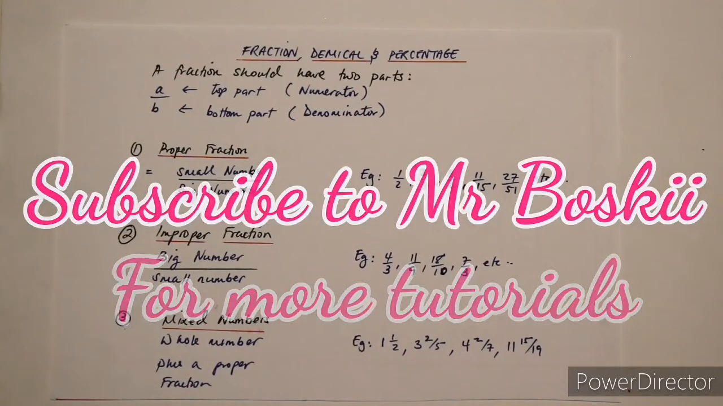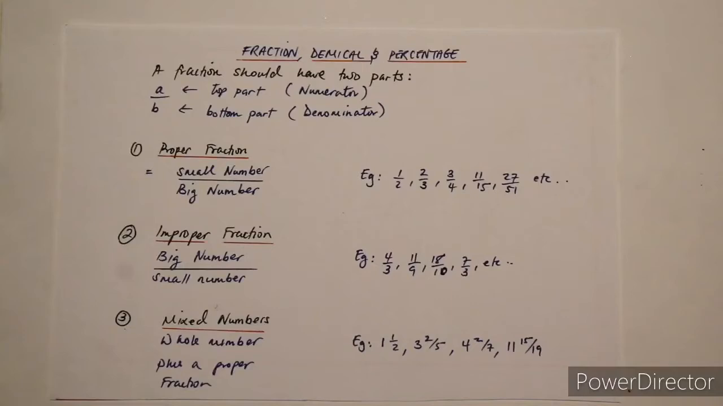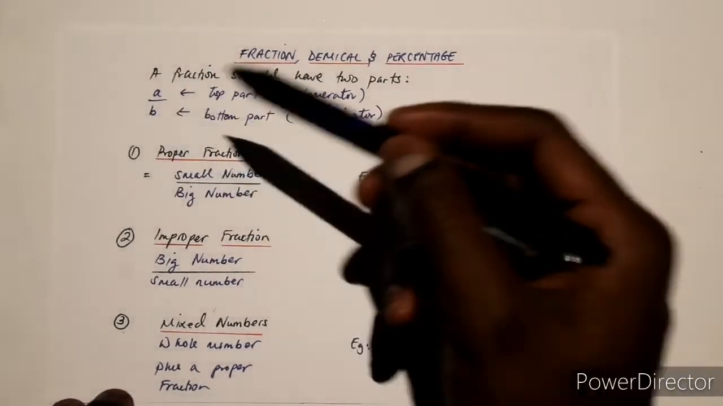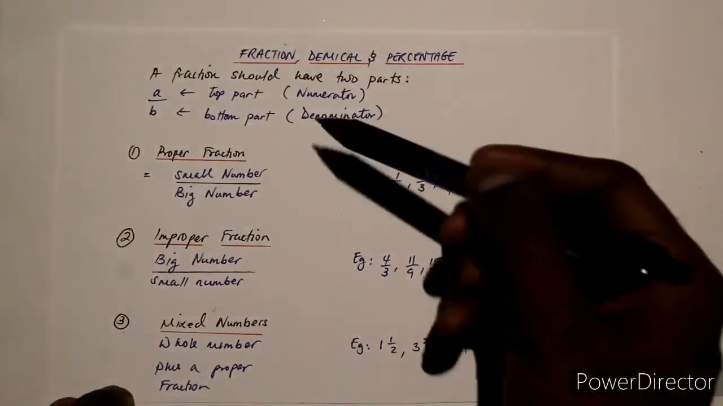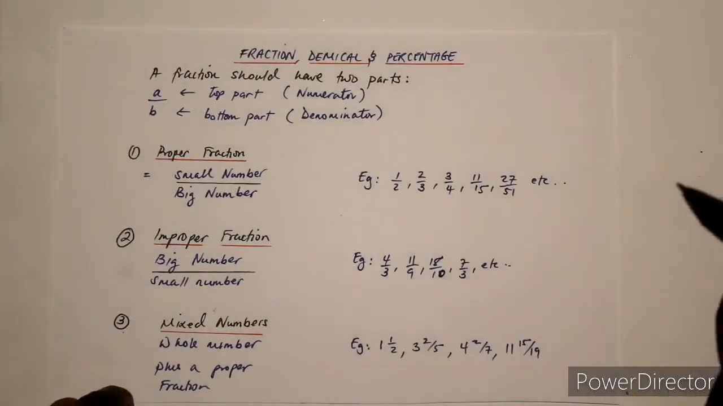Welcome back everyone. For this lesson we'll be covering fraction, decimal and percentage. So a fraction, as we all know, is two parts. You have a over b, so you have the top part and the bottom part. The top part is known as the numerator and the bottom part is known as the denominator.